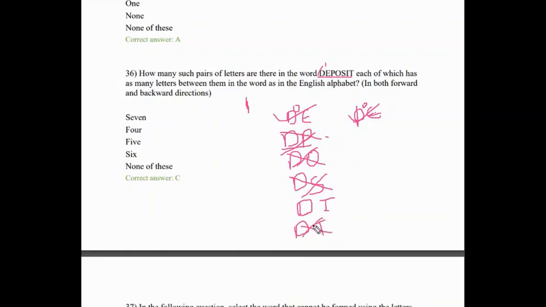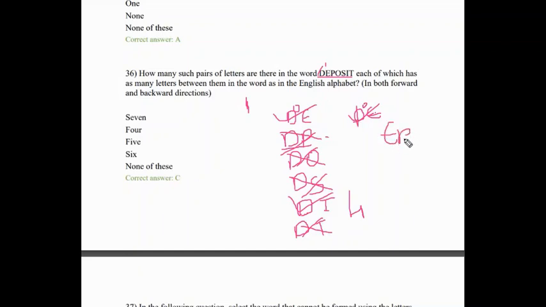D and T also you can remove, but D and I you can check. The number of letters between D and I is 4. Here also you can check 1, 2, 3, 4. There are 4 letters, so this is also correct. So now with respect to D you did.